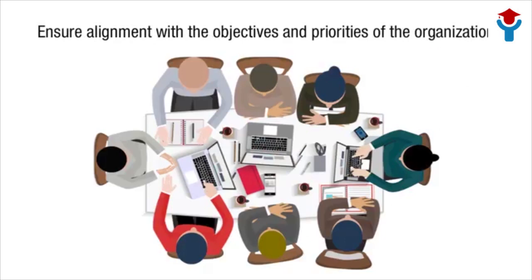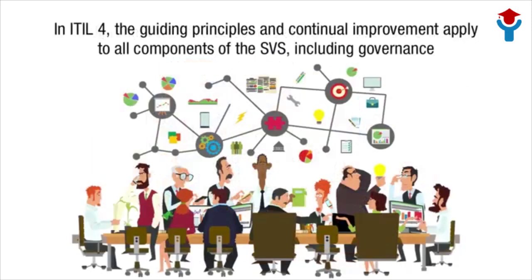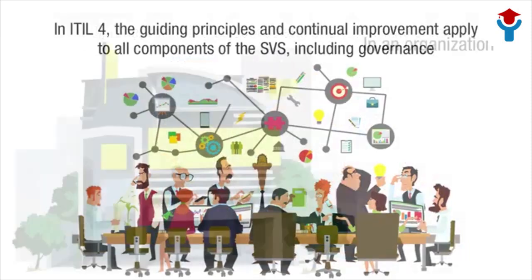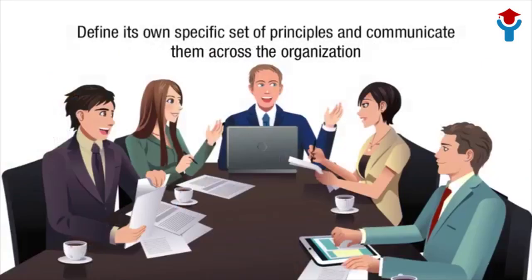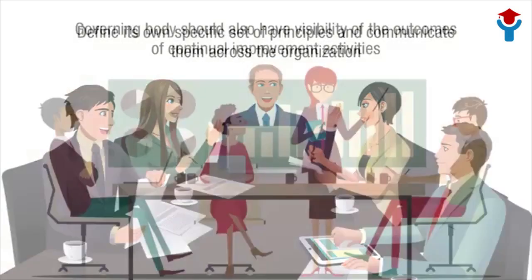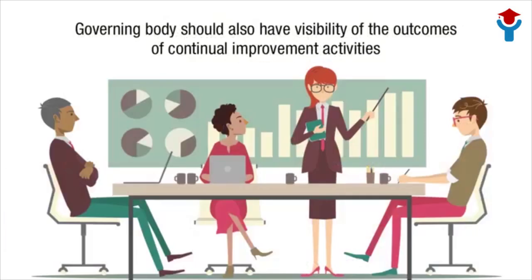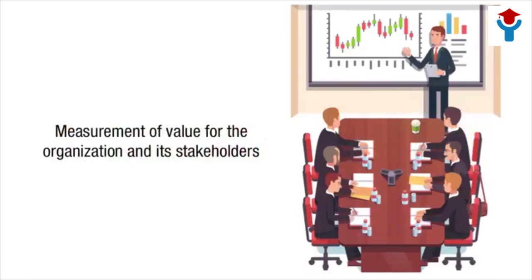In ITIL 4, the guiding principles and continual improvement apply to all components of the SVS, including governance. In an organization, the governing body can adopt the ITIL guiding principles and adapt them, or define its own specific set of principles and communicate them across the organization. The governing body should also have visibility of the outcomes of continual improvement activities and the measurement of value for the organization and its stakeholders.